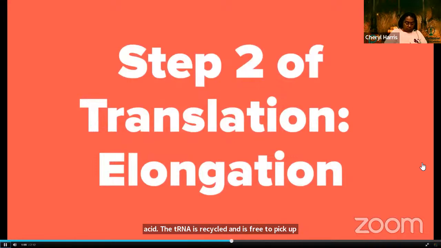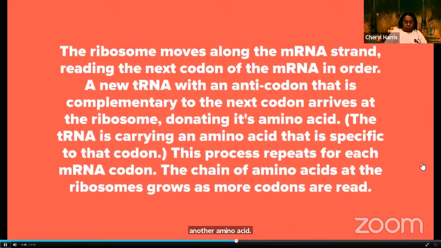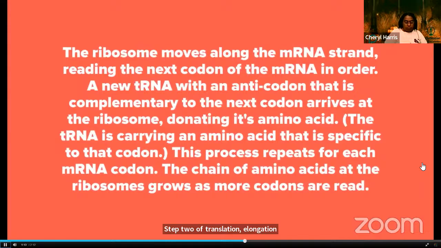Step 2 of translation, elongation. The ribosome moves along the mRNA strand, reading the next codon of the mRNA in order. A new tRNA with an anticodon that is complementary to the next codon arrives at the ribosome, donating its amino acid. The tRNA is carrying an amino acid that is specific to that codon. This process repeats for each mRNA codon. The chain of amino acids at the ribosome grows as more codons are read.